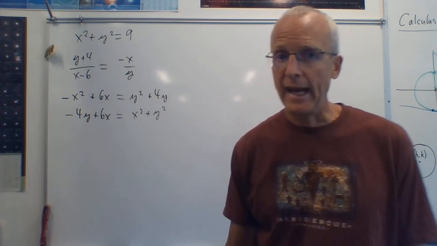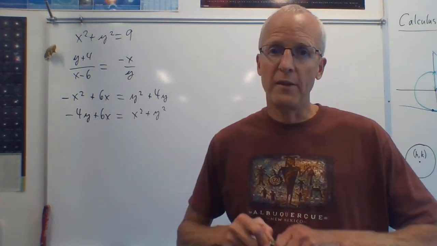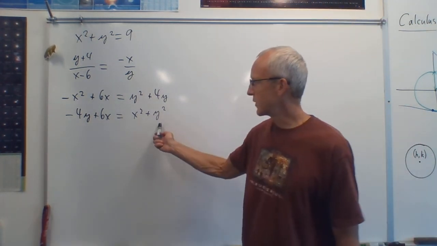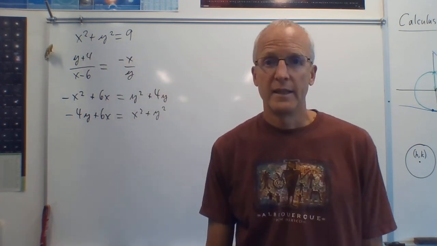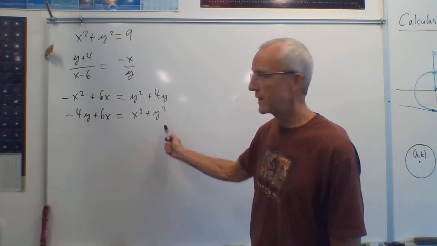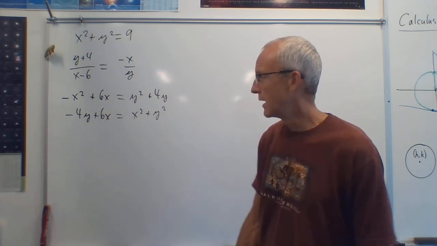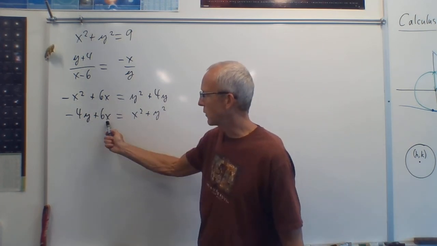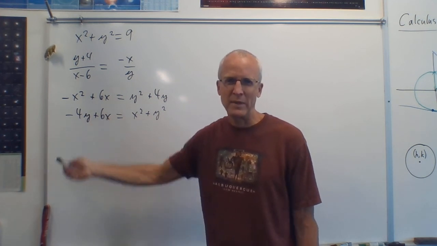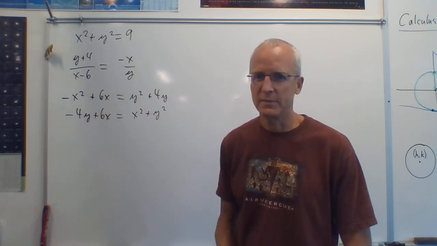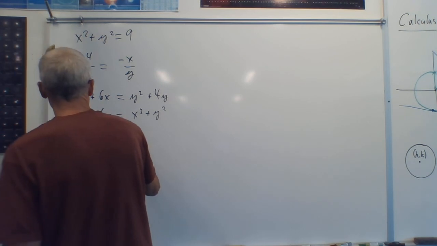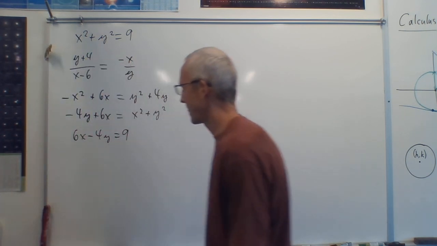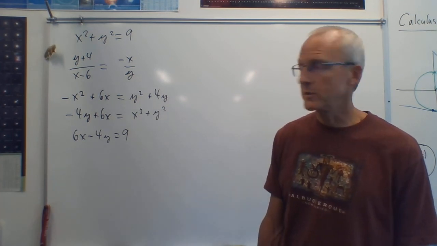Now, what you're supposed to go is, wow, this is awesome, because we know what x squared plus y squared is. It's 9. So I can replace all this with 9. How awesome is that? I'm also going to put the negative 4y second. It's nice to have a positive number minus another number. So over here we have 6x minus 4y is equal to 9. Well, that's a pretty simple equation.